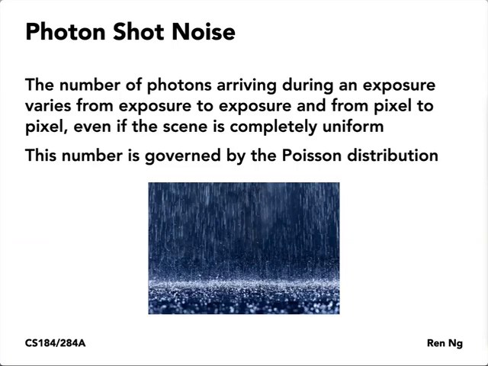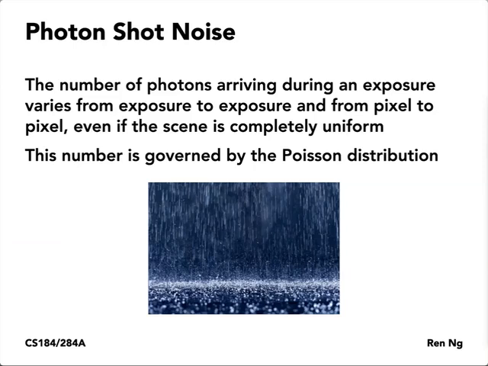The most fundamental source of noise in images or imaging systems in general, that we can never get away from no matter how great our engineering is, is called photon shot noise. That has to do with the fact that the number of photons that arrive during a photographic exposure is a random variable. It will vary from exposure to exposure of exactly the same scene, and it will vary from pixel to neighboring pixel, even if the scene is completely uniform in intensity.